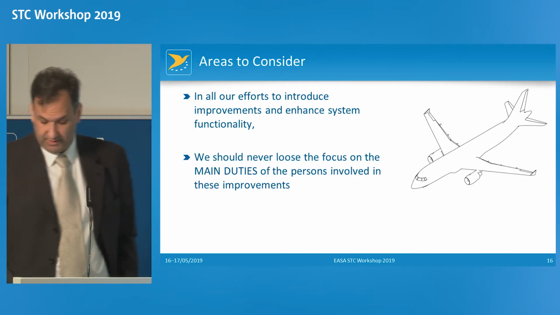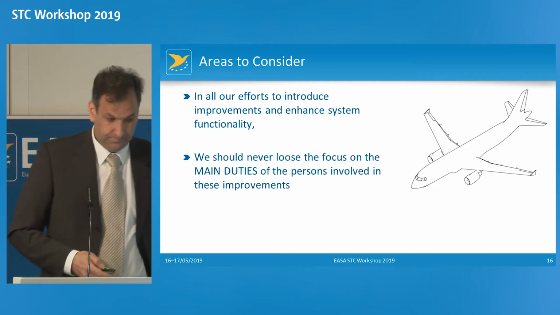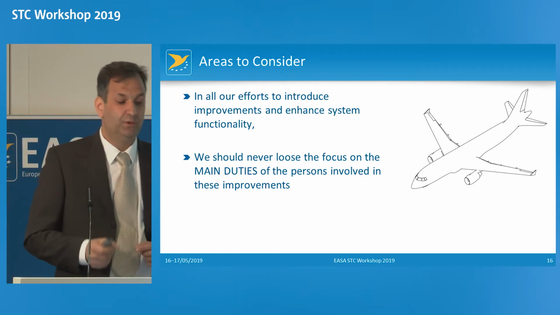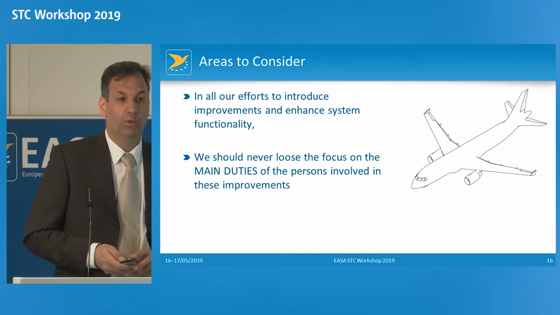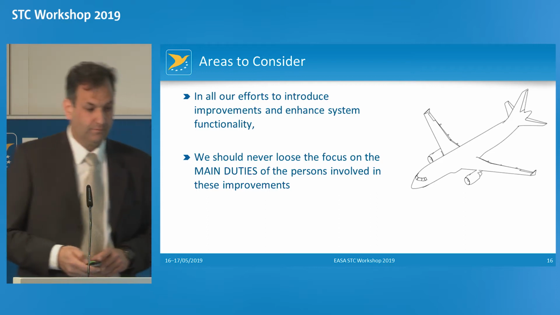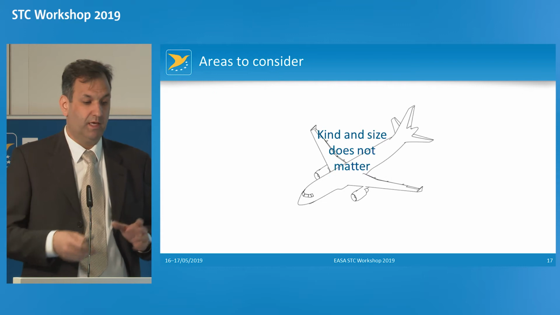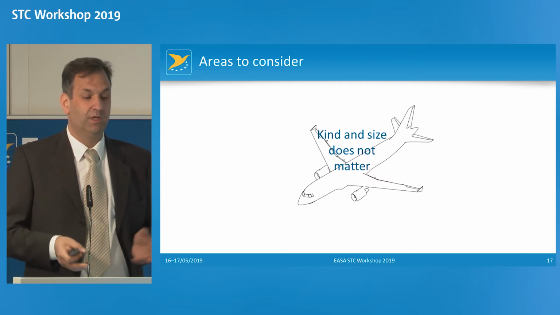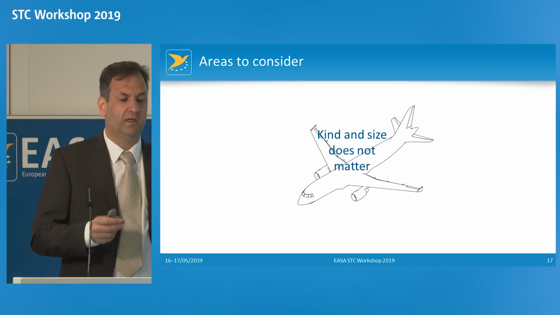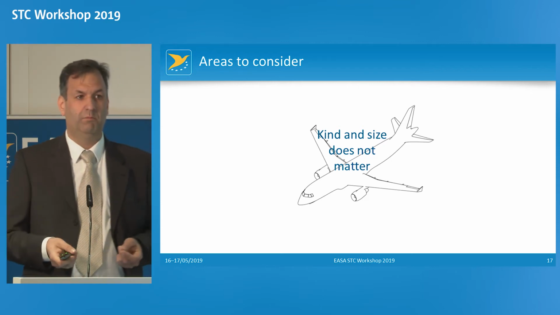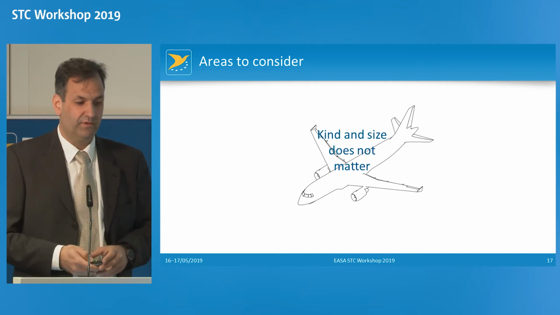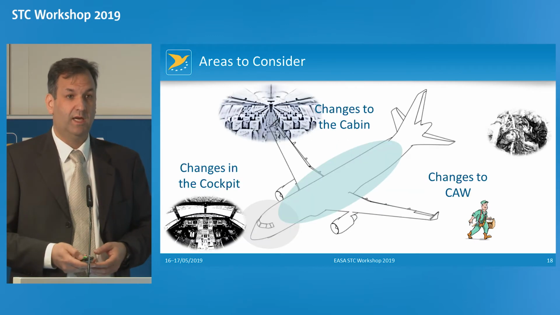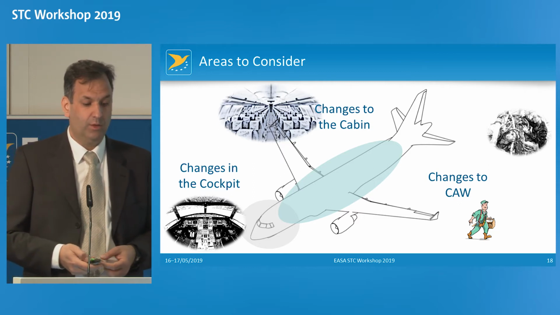So what are the areas to consider right now? In all our efforts to introduce improvements and enhance the system, we should never lose the focus on the main duties of the persons involved in these improvements. I want to mention right now, because I have some pictures here, that the kind and size of the aircraft doesn't really matter. You might have slightly different topics, but at the end of the day, it's a human being operating this aircraft. So we have changes in the cockpit, of course. We have changes to the cabin, which might have an impact on human factors as well. And we have changes to continuing airworthiness.